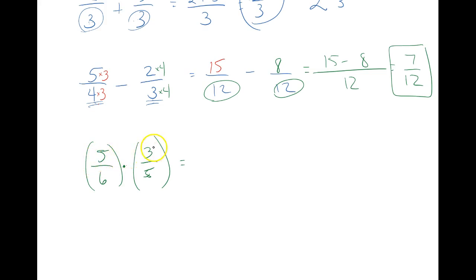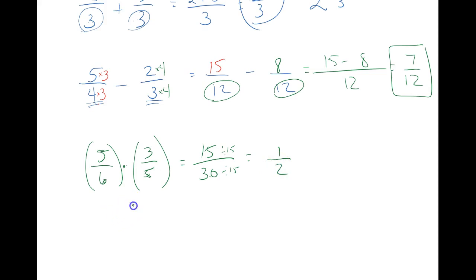Just multiply across the top, 5 times 3. Multiply across the bottom, 6 times 5 is 30. And then they tell them to try to reduce the answer. Well, what number goes into both 15 and 30? Well, 15 actually goes into 15 and 30, and that would be 1/2, okay?